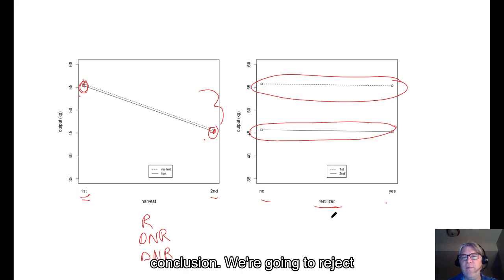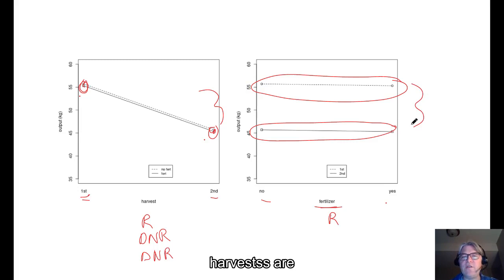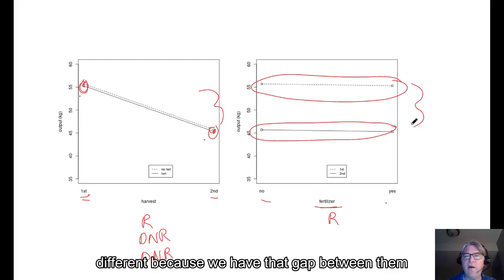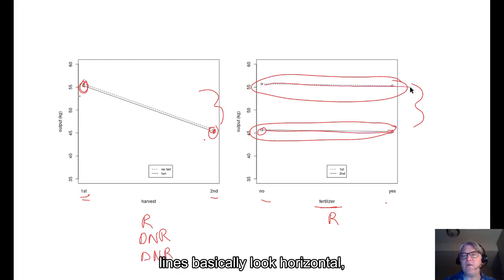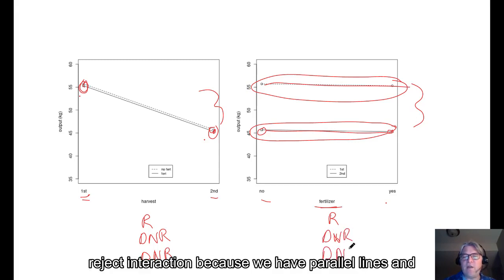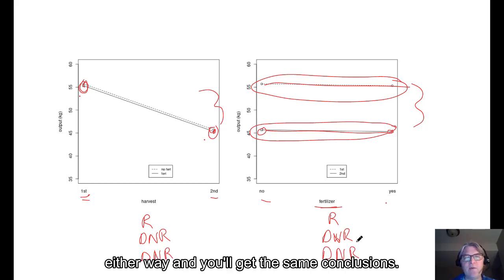We're going to reject the null hypothesis that the first and second harvests are different because we have that gap between them, but we do not reject the null that the fertilizer has an effect because these lines basically look horizontal. So there's no fertilizer effect. Do not reject. And do not reject interaction because we have parallel lines. So this is just pointing out that you can make these plots either way and you'll get the same conclusions.